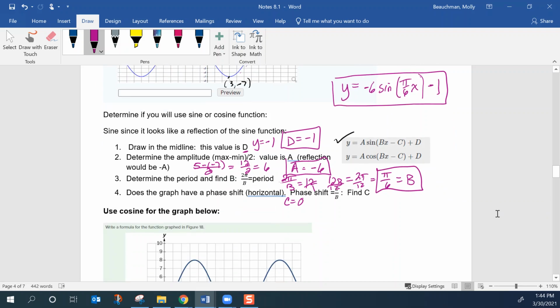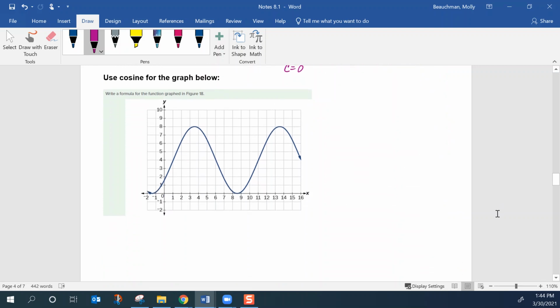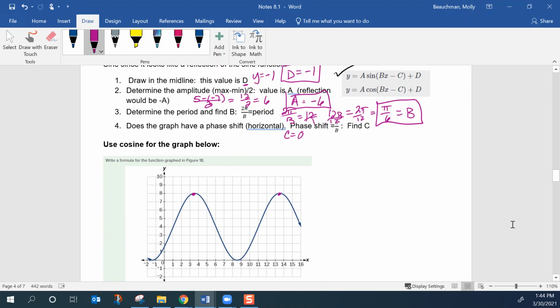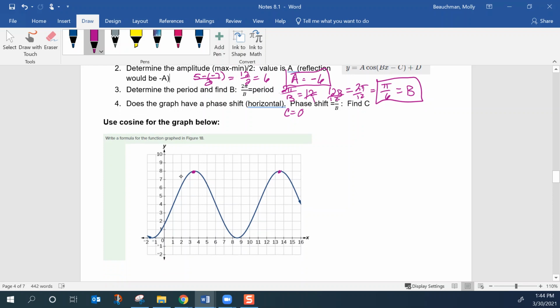Okay, all right, next example. Let's do that again, but let's use cosine instead. The cosine for this one would start here and end here. We go through the same steps as before. Step 1, draw the midline, and that value is d. Our highest value is 8, our lowest value is 0, so the midline would be y is equal to 4. That tells me that d is equal to 4. The graph is moving 4 units up.